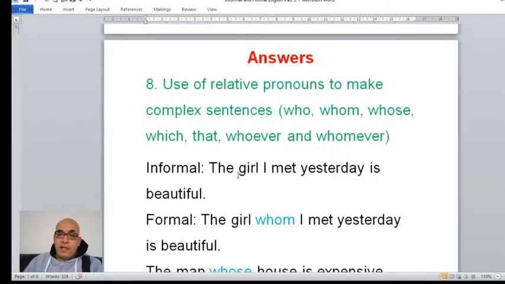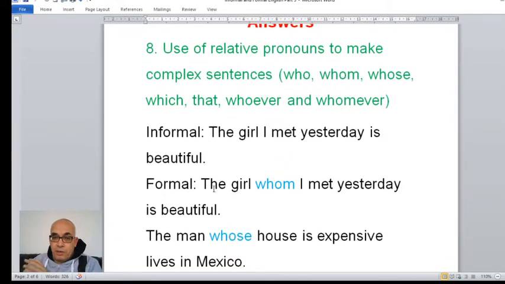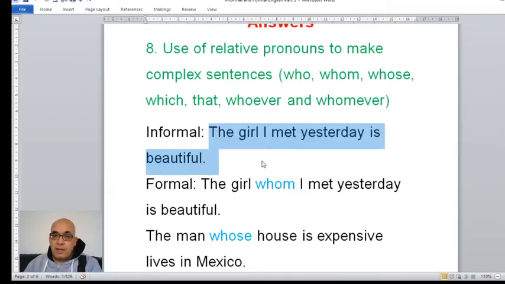So if you look, the girl I met yesterday is beautiful. I delete whom between girl and I, and this is informal English. Formal English is complete. So the girl whom I met yesterday is beautiful. So here I use whom. Whom is a relative pronoun and the sentence is complete. So this is formal English. Here I don't use whom because this sentence is informal.